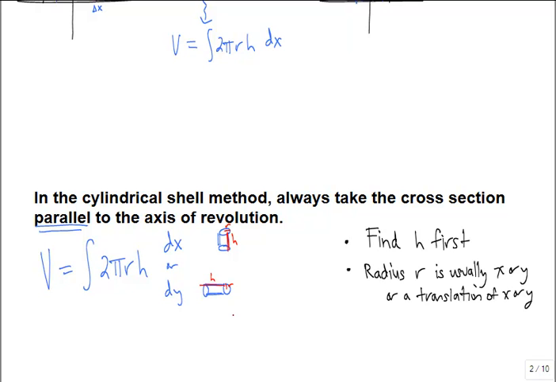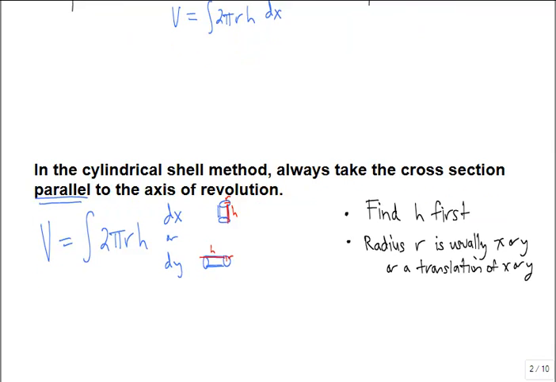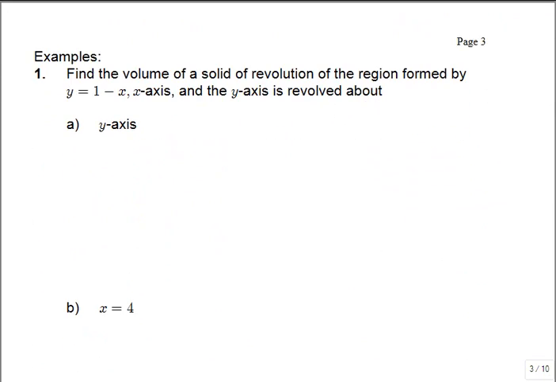In the horizontal case, your radius would be that little distance going across, and your height would be this h going across like that. What I usually recommend for students is that you find the height function first, either in terms of x's or y's, depending on which way you're supposed to do it, and then the radius is usually just x or y, unless you have some kind of translation involved where the axis of rotation is something other than one of the major two axes. And I'll show you examples of that in a moment. Okay, so this is called our cylindrical shell method. So let's take a look at some examples.